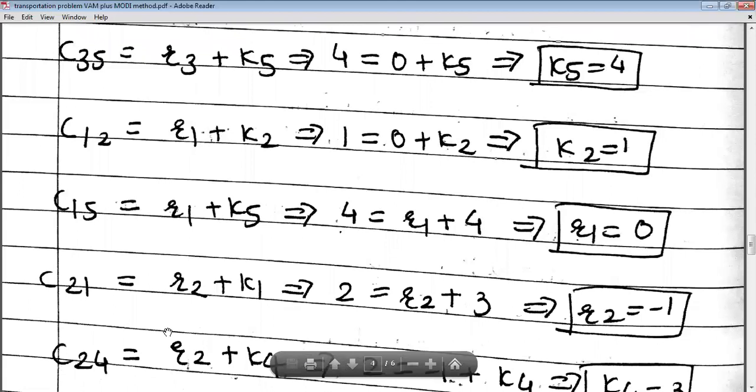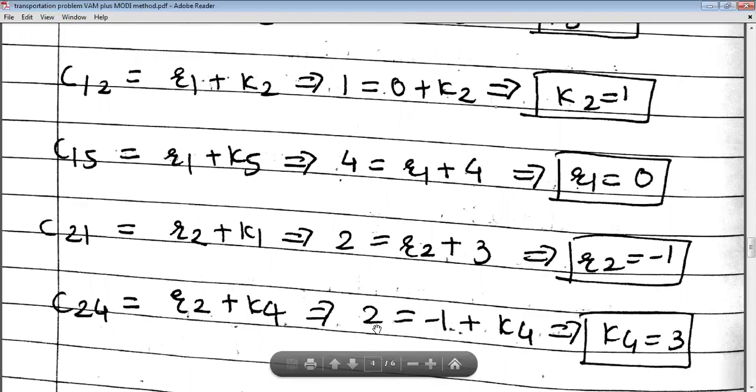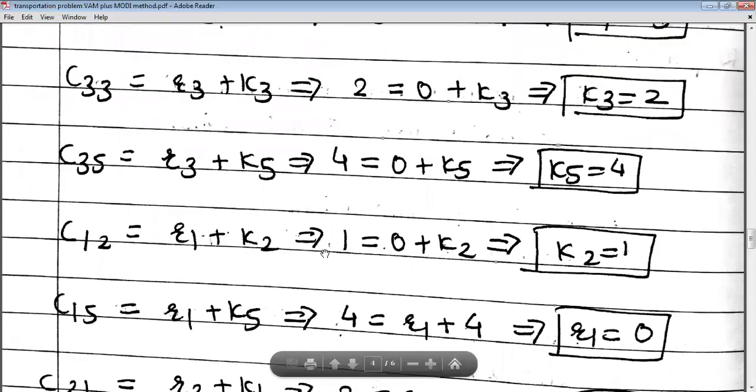Now C21, that is the second row. So C21 equals R2 plus K1. C21 value is 2, so 2 equals R2 plus 3, that is R2 equals minus 1. So C24 equals R2 plus K4, which implies C24 value is 2, equal to minus 1 plus K4, therefore K4 equals 3.